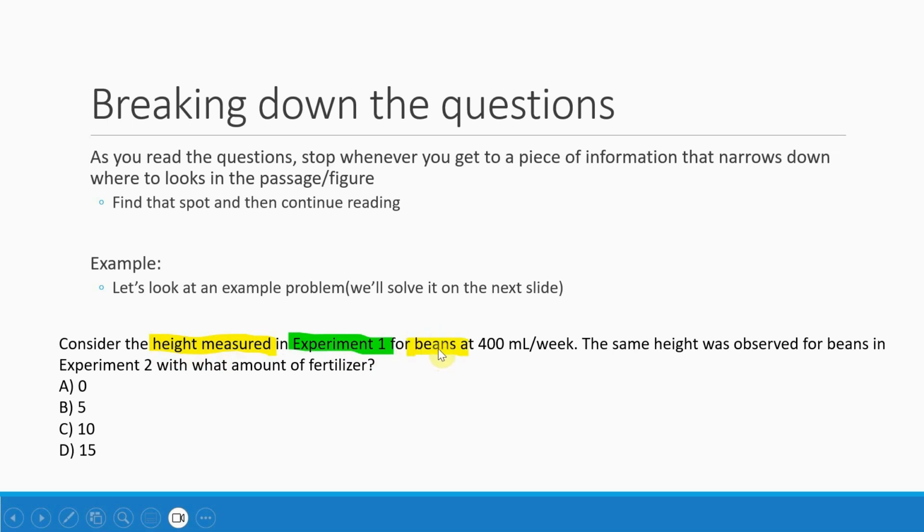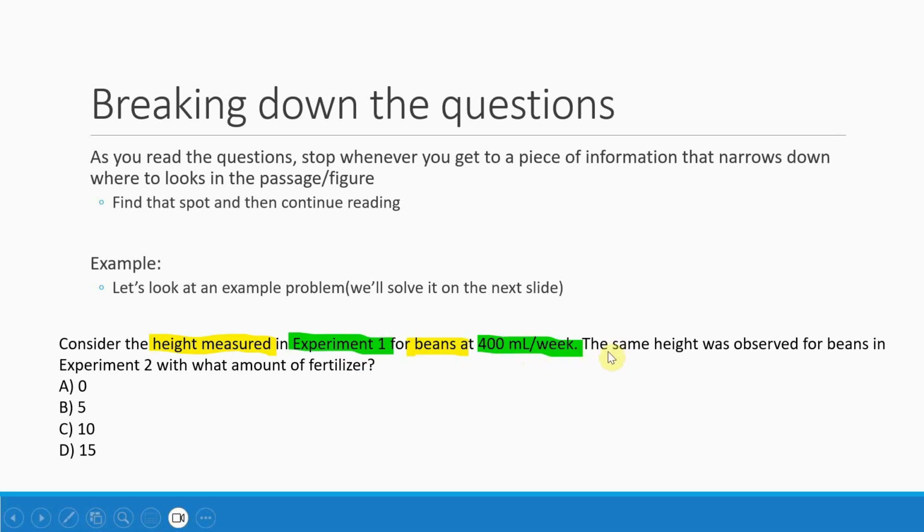For beans. So this might not matter if it's the only thing being discussed, but I'm going to highlight it because if there's different things, say beans, carrots, tomatoes, I need to find out which one is just beans. Once I see that in experiment 1, I come back to my question at 400 mils per week. This is my next bit. So now that I know I'm looking for height in experiment 1, just for whichever one means beans, I'm going to find the 400 mils per week part of that graph. So that's the first sentence. I now have a specific spot.